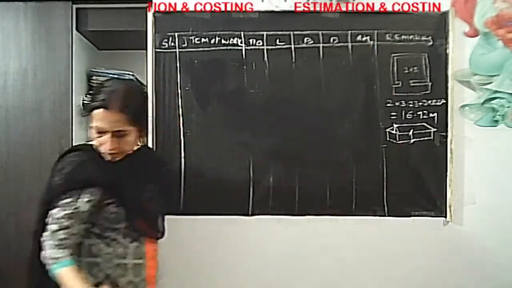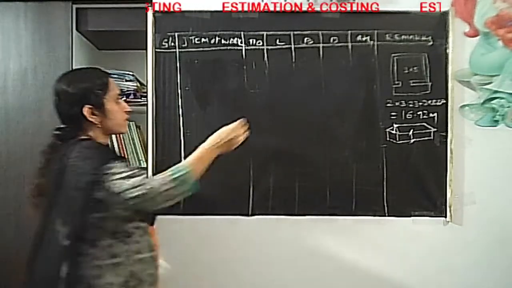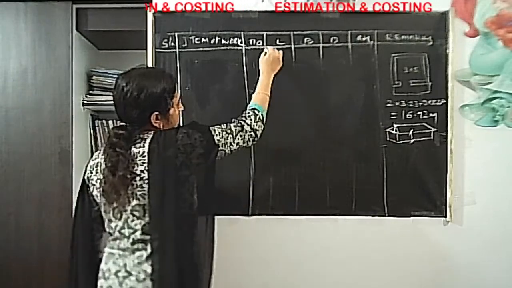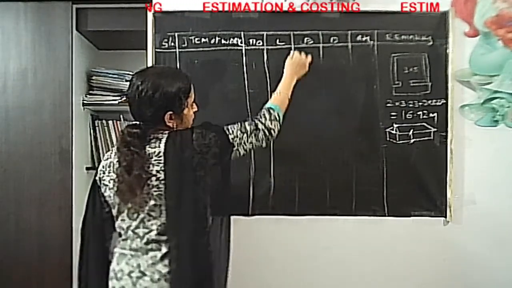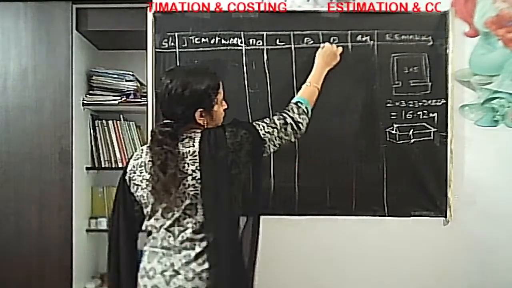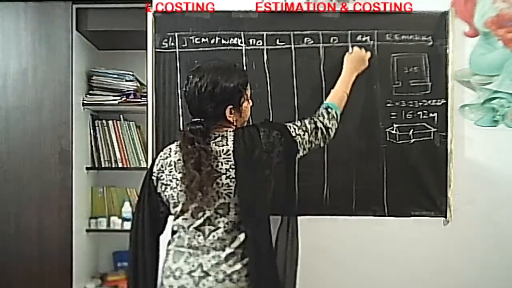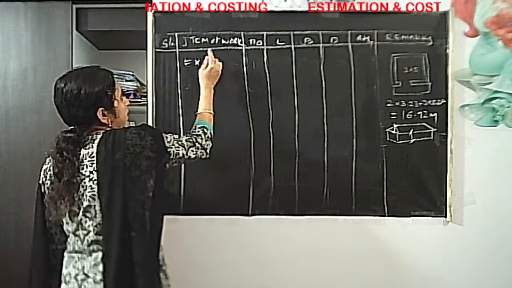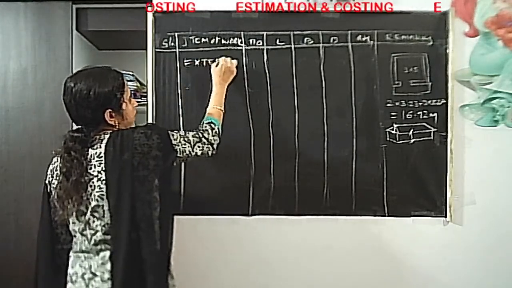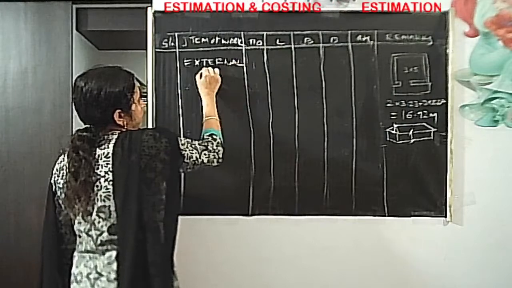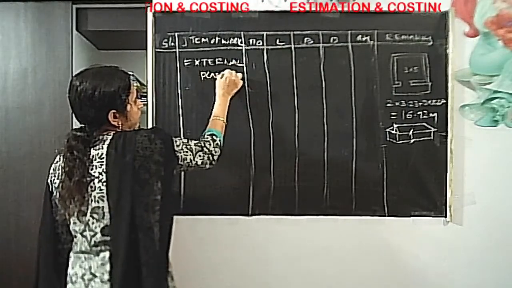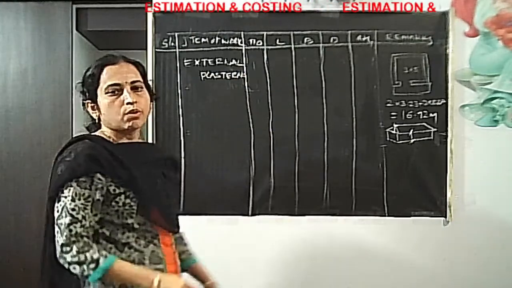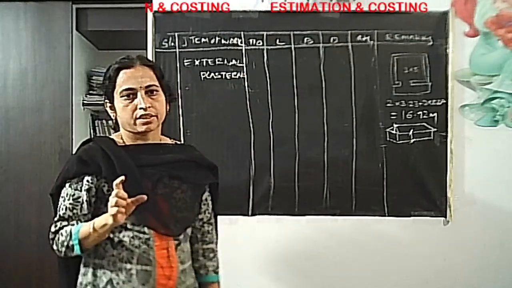So, we will continue with the quantity of plastering. I will take up the external plastering first. Next item of work I am taking is external plastering. So, what are you supposed to do in external plastering?